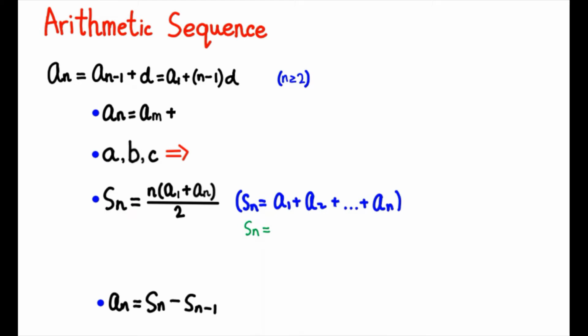Now, an is equal to am plus n minus m times d, similar to this over here.